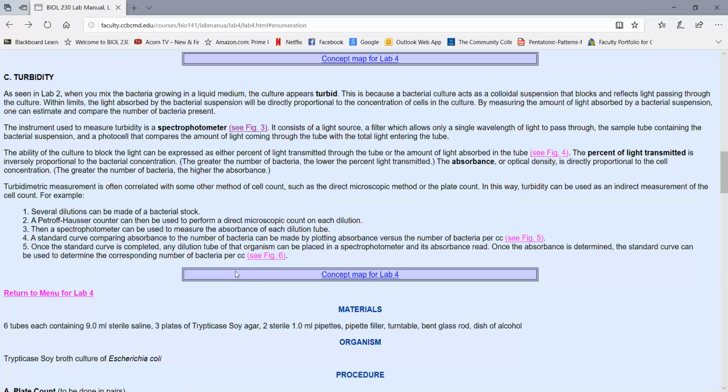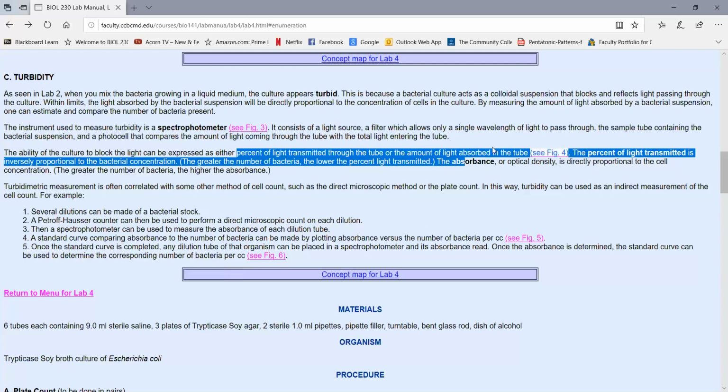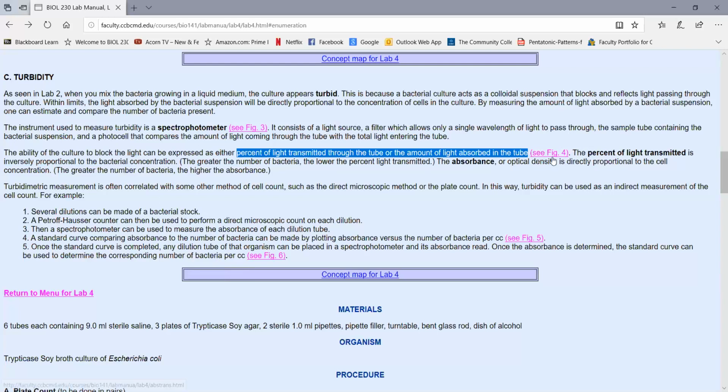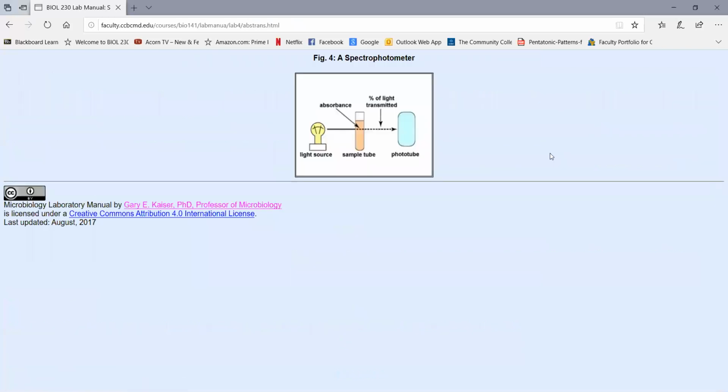So there's two ways we can describe the ability of the culture of bacteria to block light. We can express it either as percent of light transmitted through the tube or the amount of light absorbed in the tube. And if we look at figure 4, we can see what that means. So when the light goes through the tube, we can either measure the amount of light that the bacteria block in the tube, the amount of light that doesn't get through, the amount they absorb. That's called absorbance. And the more bacteria in the tube, the greater the absorbance. The greater the number of bacteria, the more light they absorb.